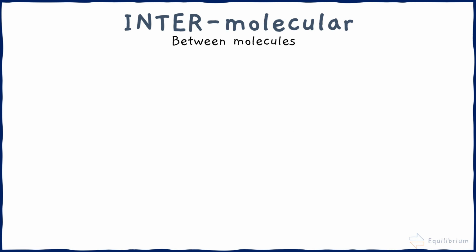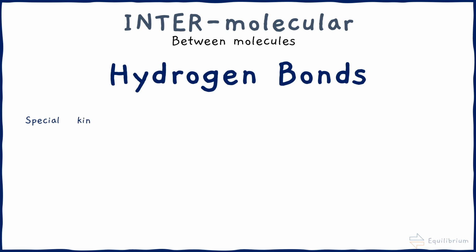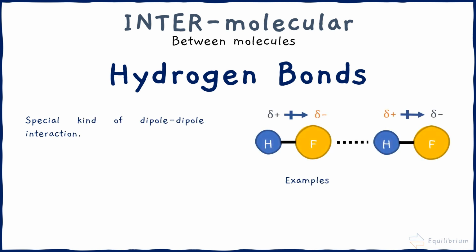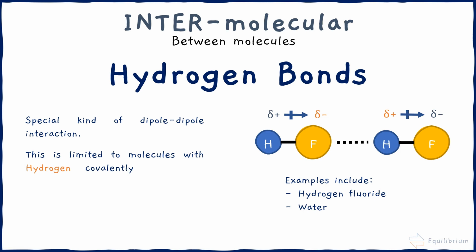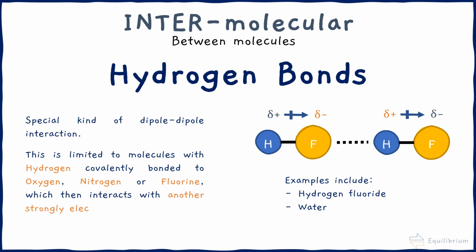The next type of intermolecular forces are hydrogen bonds. This is a special kind of dipole-dipole interaction. Examples include hydrogen fluoride and water. This is limited to molecules with hydrogen covalently bonded to oxygen, nitrogen, or fluorine, which then interacts with another strongly electronegative atom.